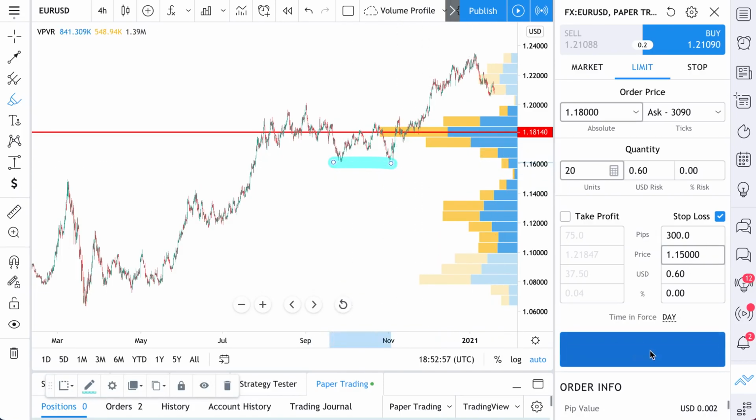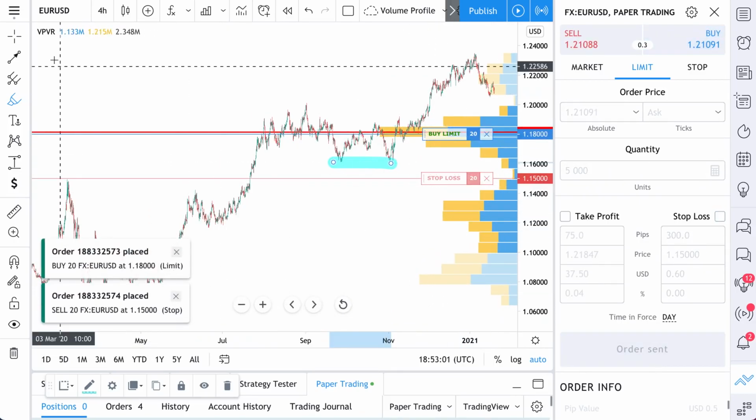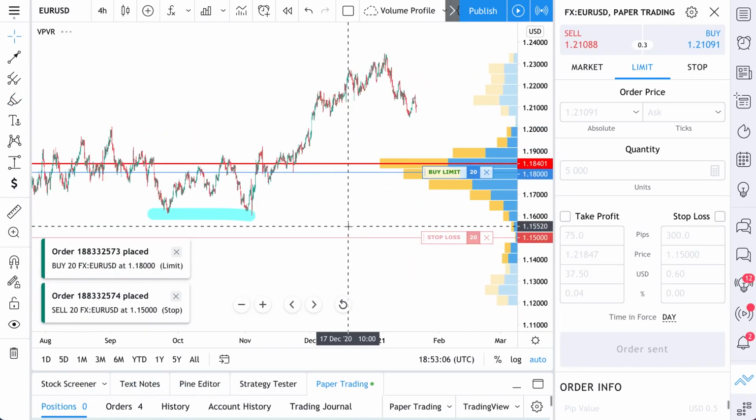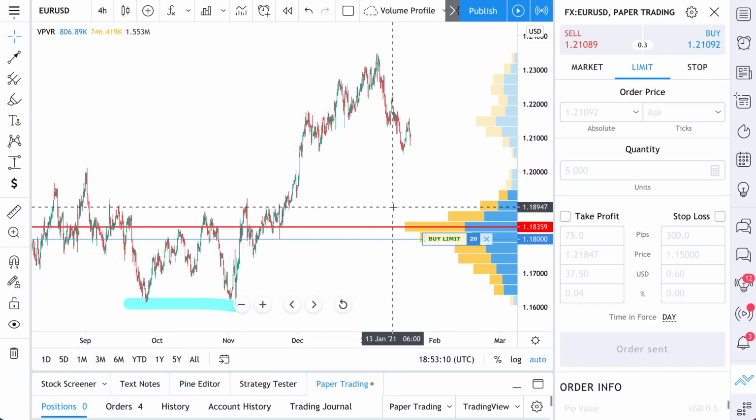So we will now click buy. The order's placed, it's shown on our chart. And now we can just sit back and relax and wait for this order to happen. And what we're doing is we're just using the volume profile to have more patience.